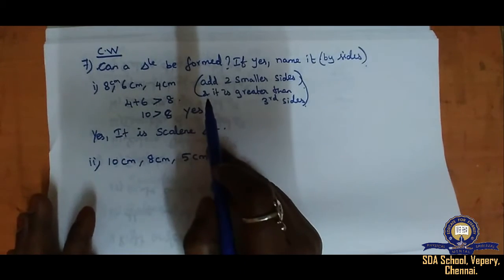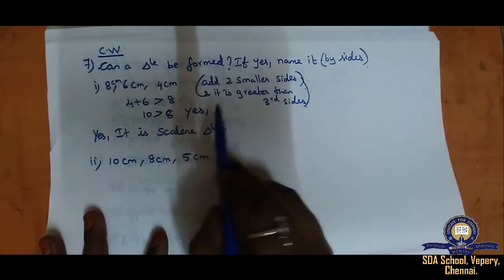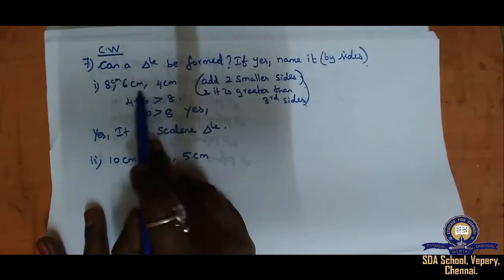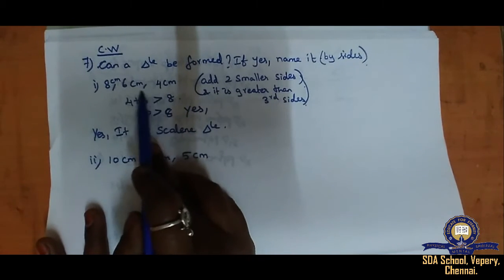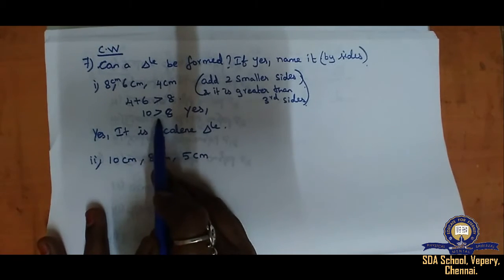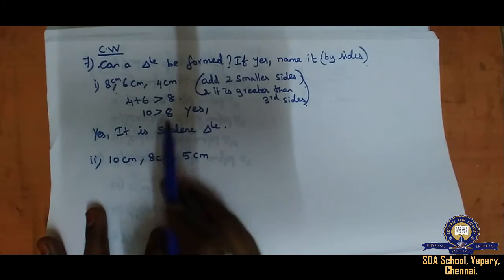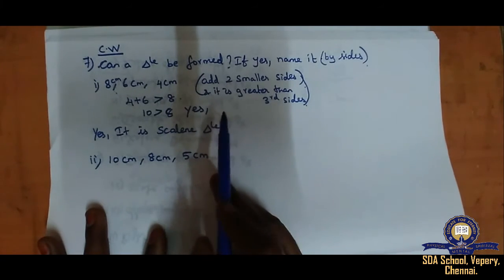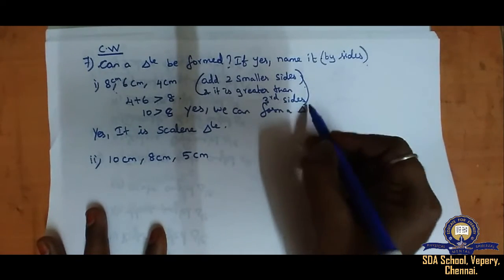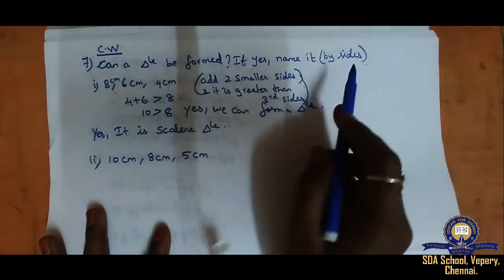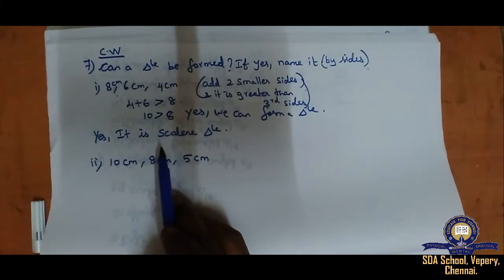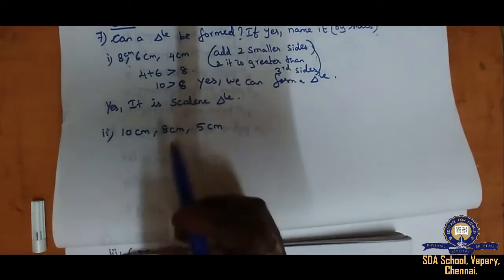How to say whether a triangle can be formed or not? You should add any two smaller sides and it should be greater than the third side. See, 4 and 6 are the smaller sides of the three. If you add, it should be greater. 4 plus 6 is 10. It should be greater than the third side which is 8 cm. So yes, we can form a triangle. And they are asking us what type it belongs to. Sides only. You should see whether all the sides are different, which means it is a scalene triangle. Clear?